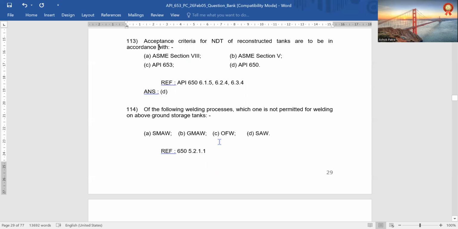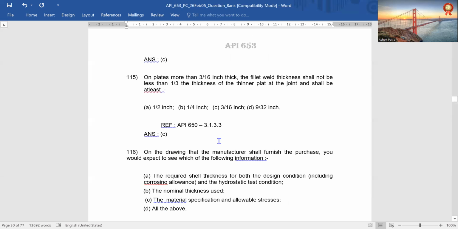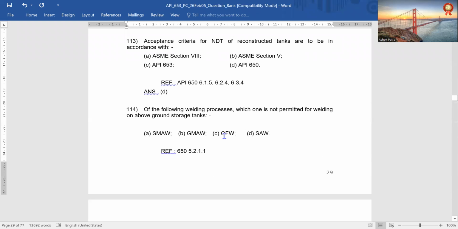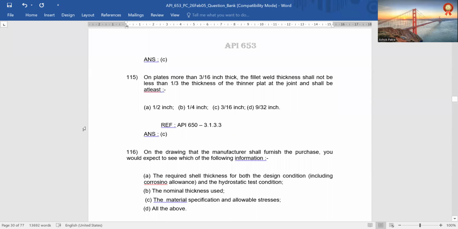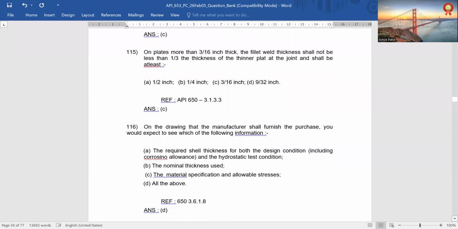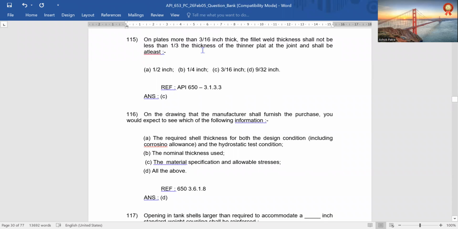Of the following welding processes, which one is not permitted for welding on aboveground storage tanks? Oxy-fuel welding. On plates more than 3/16 inch thick, the fillet weld thickness shall not be less than 1/3 the thickness of the thinner plate at the joint and shall be at least 3/16 inch.